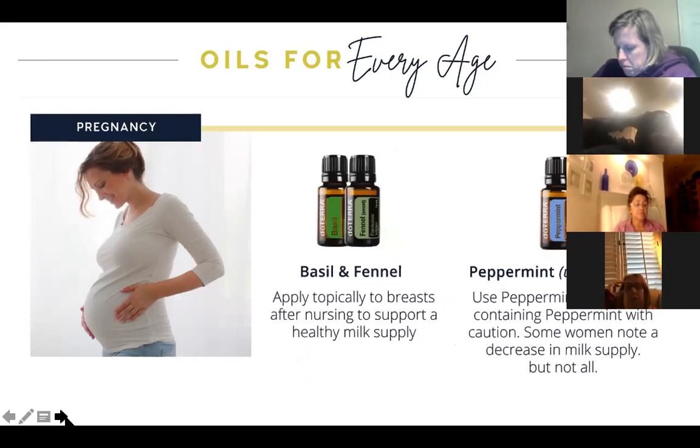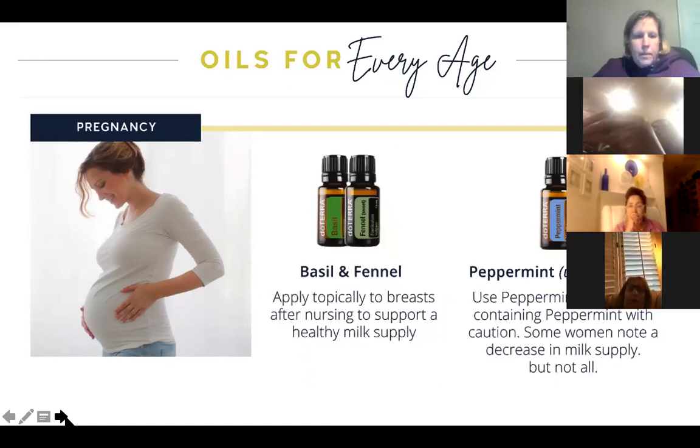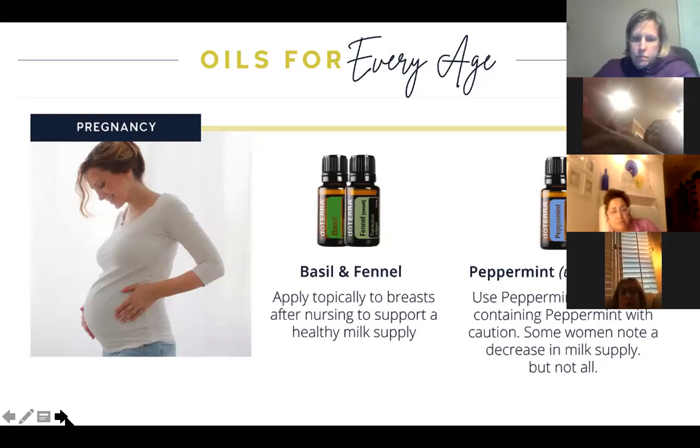Other oils that can be used during pregnancy: basil and fennel. So we're getting into some of our more herbaceous oils here. They can be applied topically to the breasts after nursing to support healthy milk supply. So this is another great option.